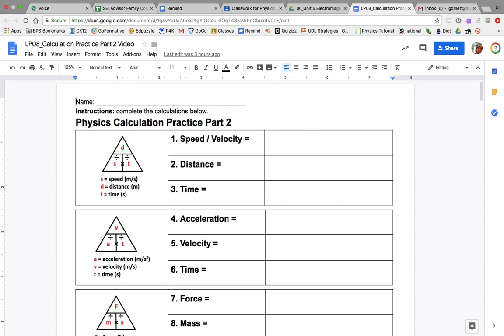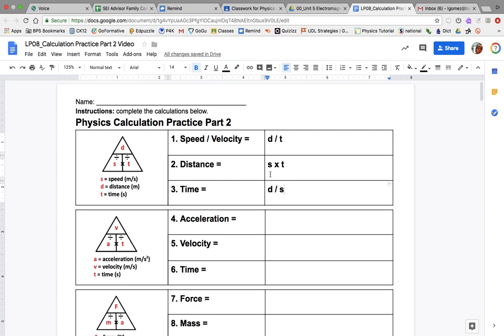Okay, so here what I want you to do is write the equation. If I ask for speed, speed is distance divided by time. If I want to calculate distance, I need to do speed multiplied by time. And if I want time, I have to do distance divided by speed.